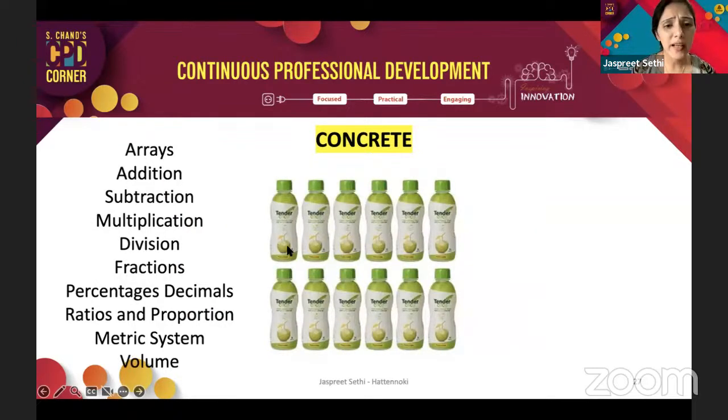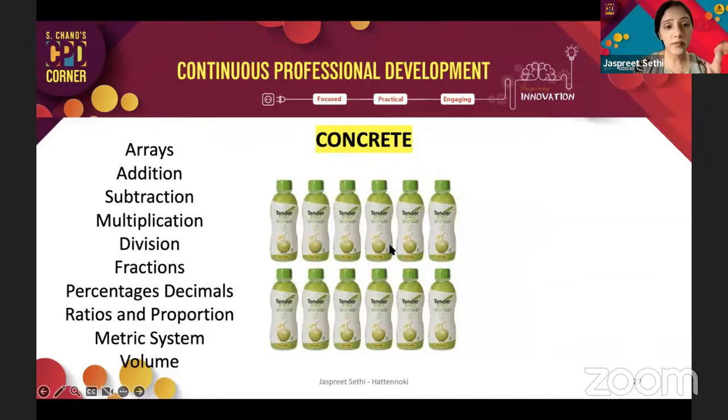Any concrete material, anything. These are some bottles of coconut water, arranged in a specific way. You may use them for so much above and beyond just basic addition and subtraction. I'm arranging them in arrays for my students to see that these are 2 groups of 6, which then is 12. So that is representing 2 times 6 or 6 times 2, the commutative property, but also showing 12 divided by 2, which is 6, or 12 divided by 6, which is 2 each.